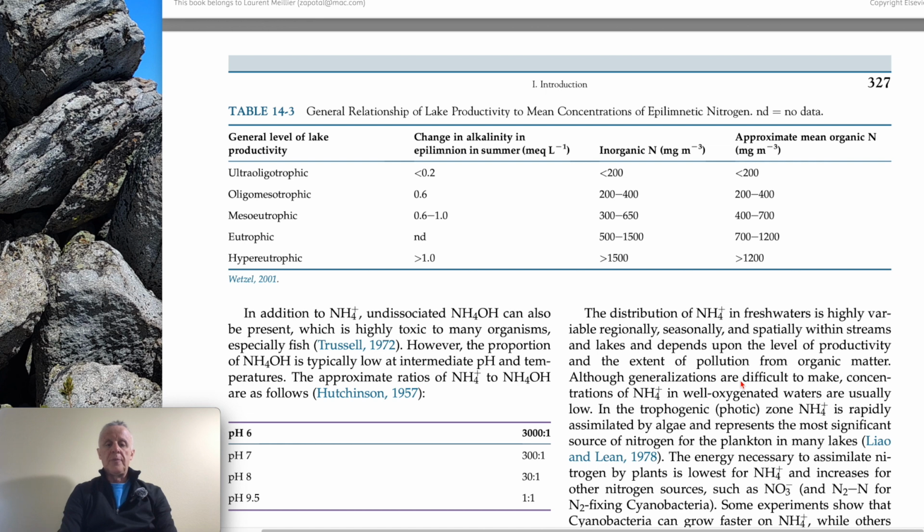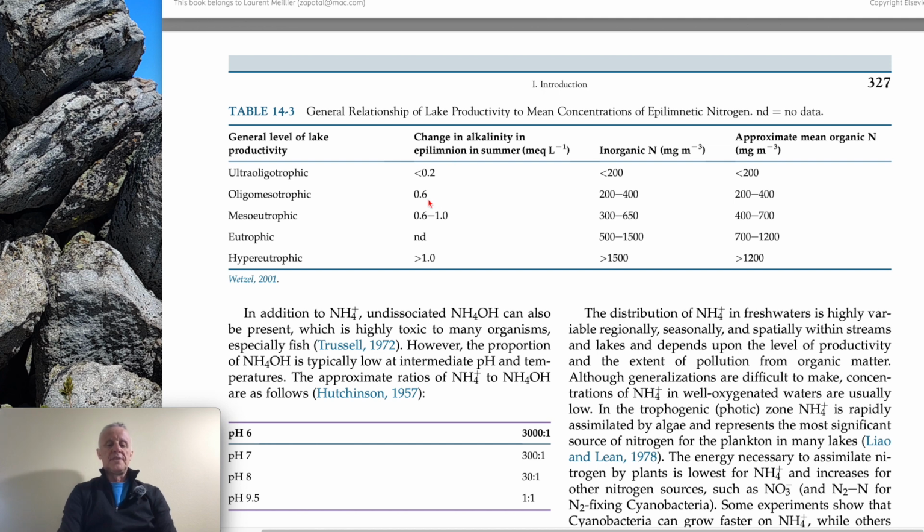General relationship of lake productivity to mean concentration of epilimnetic nitrogen. ND is no data. General level of lake productivity, change in alkalinity in epilimnion in summer in milliequivalents per liter, inorganic nitrogen in milligrams per meter cube, and approximate mean organic nitrogen in milligrams per meter cube. Ultra oligotrophic, so that means very nutrient poor, and so therefore there will be very low amount of nitrogen. The change in alkalinity is less than 0.2. The inorganic nitrogen in milligrams per meter cube is less than 200, as well as the mean organic nitrogen.